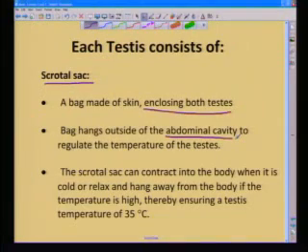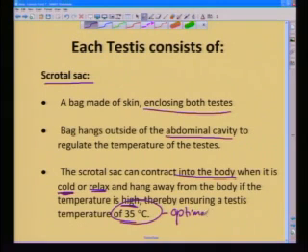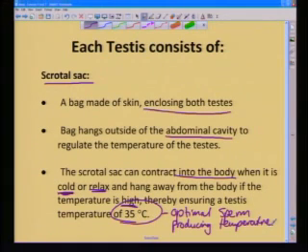So the scrotal sac can contract into the body when it is cold, to increase temperature, or relax and hang further away from the body when the temperature is high, so that it can ensure that temperature of 35 degrees, because that is the optimal sperm producing temperature. All right.